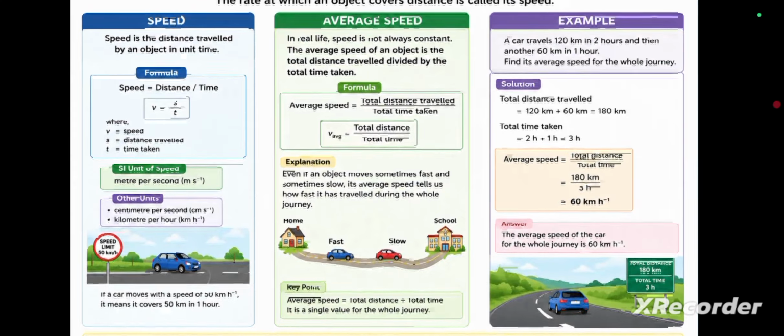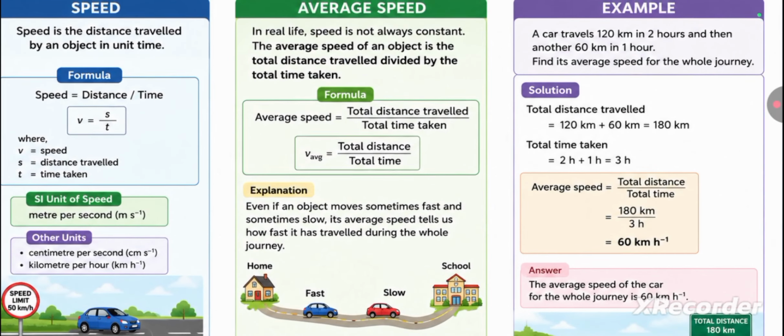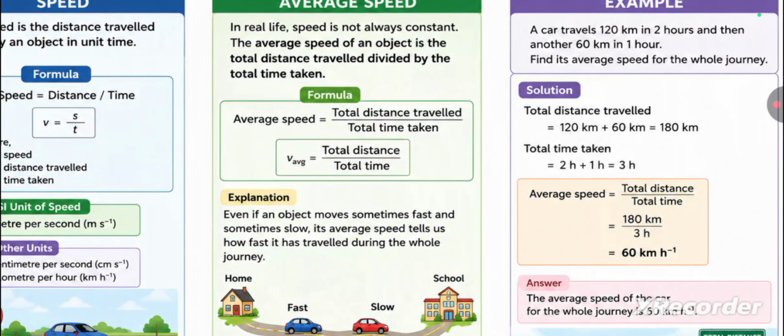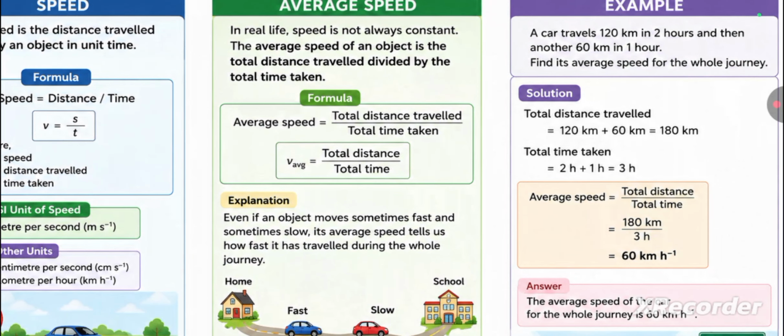A car travels 120 kilometers in 2 hours and then another 60 kilometers in 1 hour. Find its average speed for the whole journey. First, you have to write which data is given. Here, total distance traveled is given.